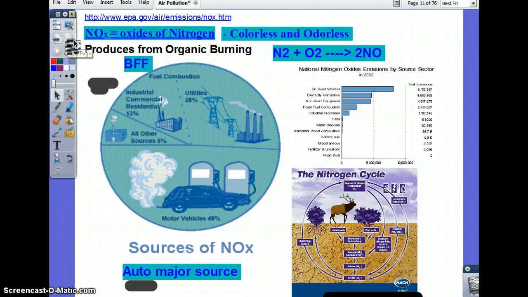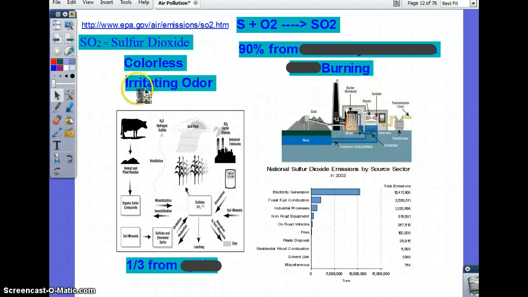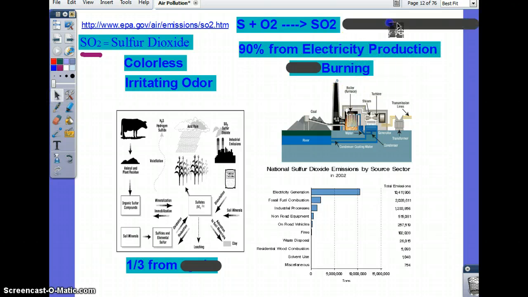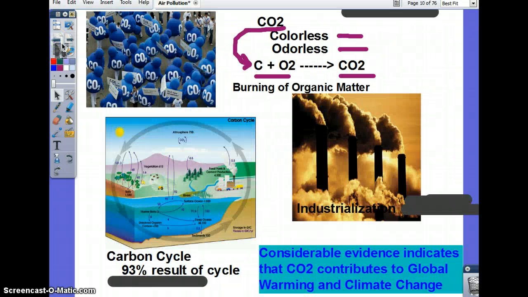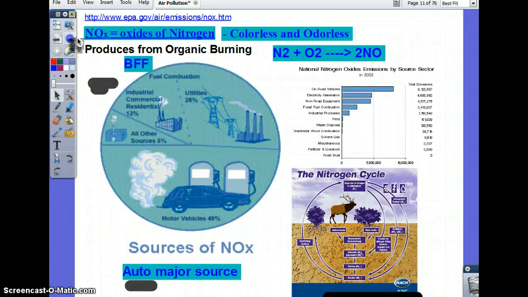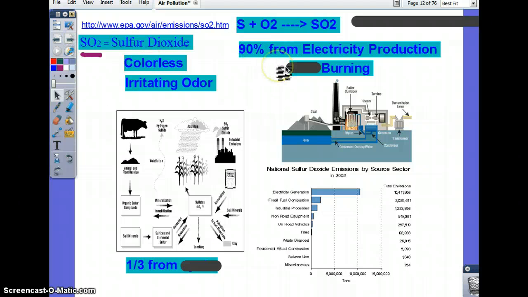Major source is automobiles, and you see here motor vehicles are 49%, and the nitrogen cycle, of course, emits excess amounts of nitrous oxide. Sulfur oxides, colorless, irritating odor. Remember that sulfur is the one mineral that you could probably detect from the way it looks and smells. 90% comes from electricity production. So although most of our primary pollutants result in cycling or car exhaust or cars fuel, sulfur comes from the burning of coal. And of course, there's still a portion that's emitted from the cycle.